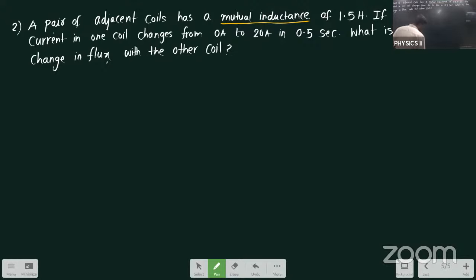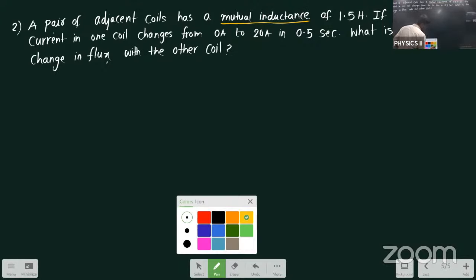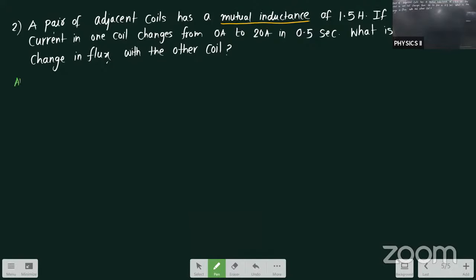Okay. First of all, what are you supposed to do? You are supposed to write down the given quantities. I am writing the answer. What are the given quantities here? See here, mutual inductance is given. Mutual inductance is represented by the symbol M. How much has he given for mutual inductance? 1.5 Henry.